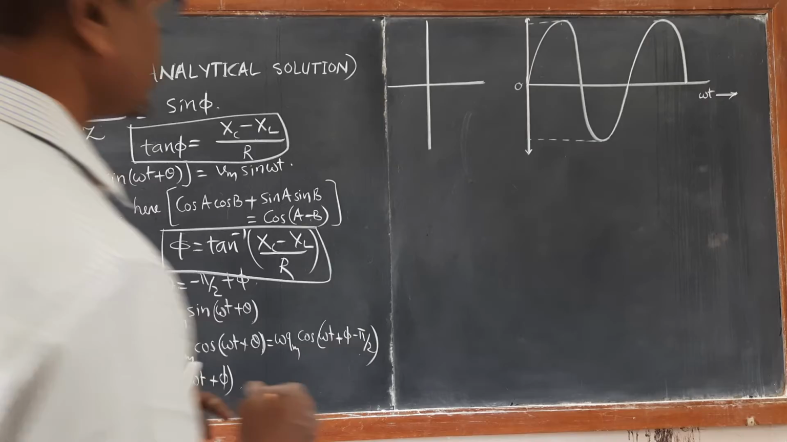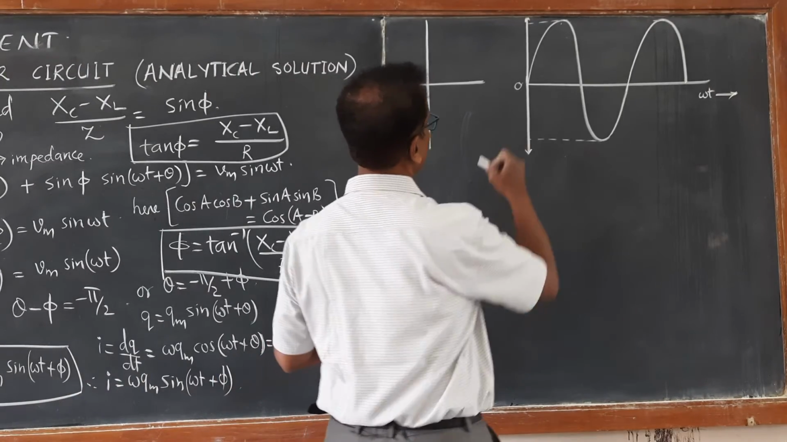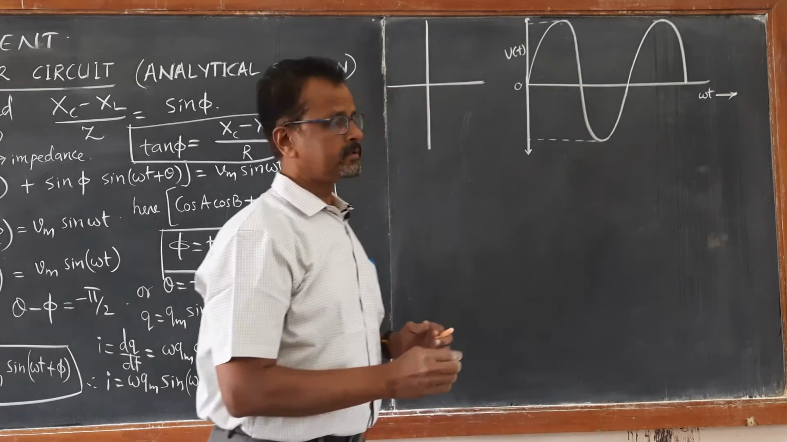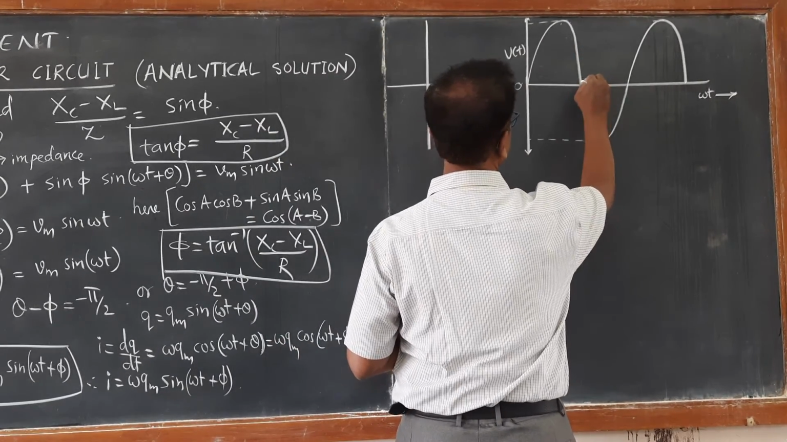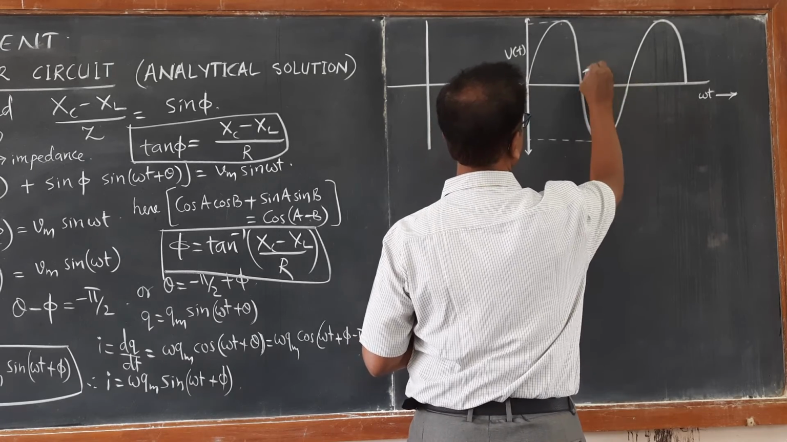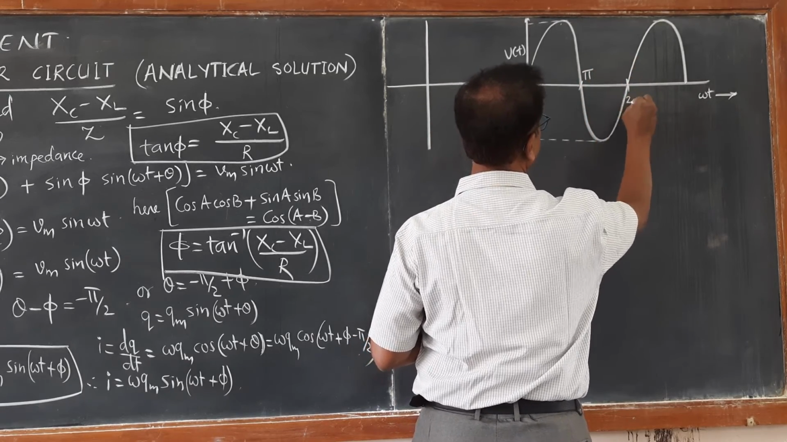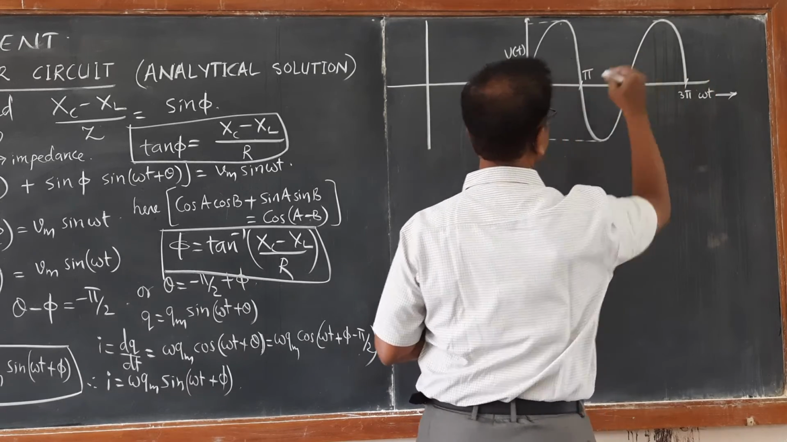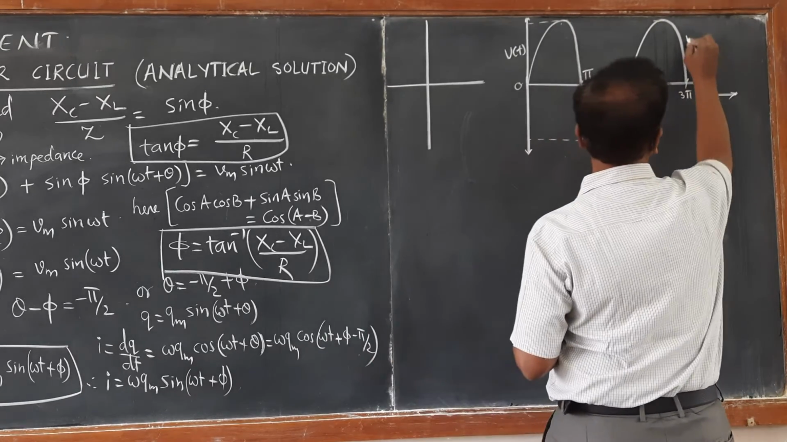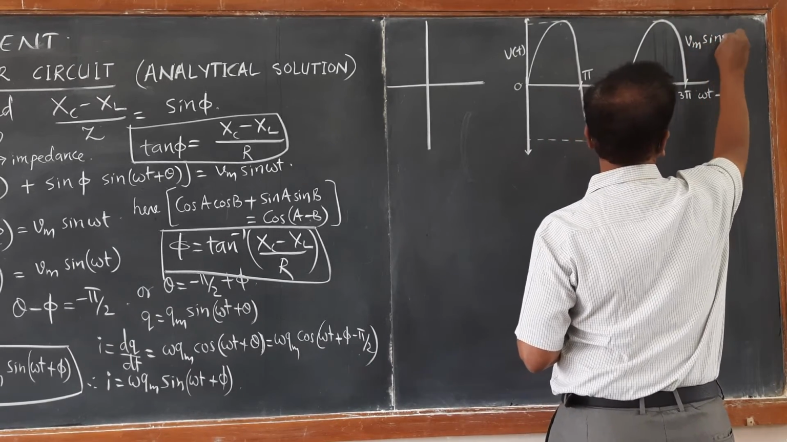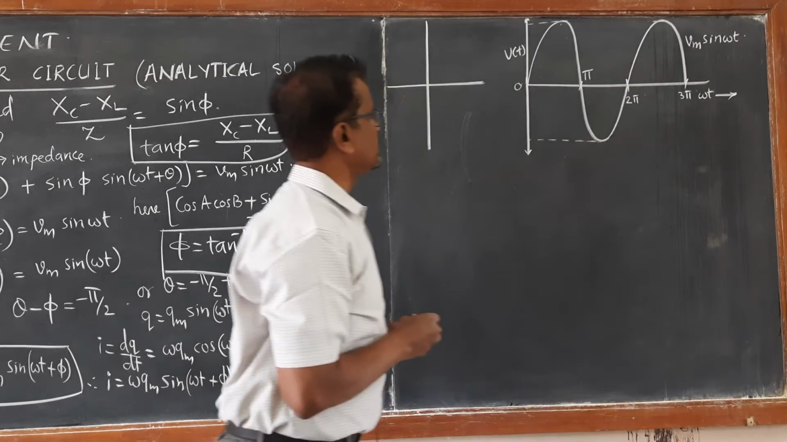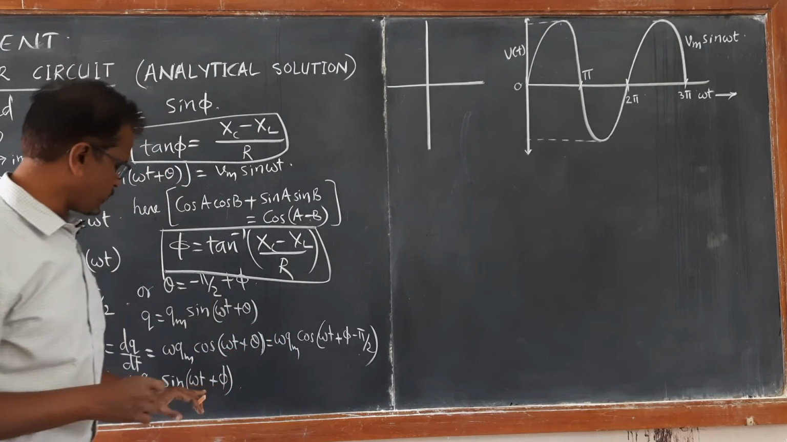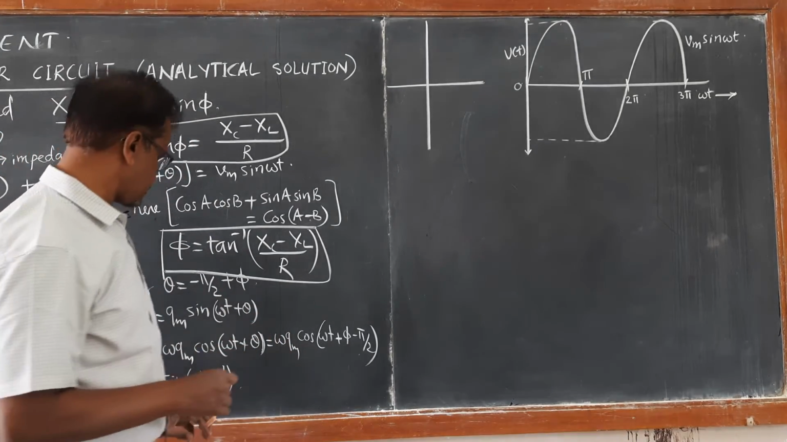Now finally we can see the graph of voltage V(t) versus omega t, and here these correspond to the omega t values pi, 2 pi, and this is 3 pi. So this is a voltage which is given by Vm sin omega t. Now finally we got the current. Current is Im sin(omega t plus phi).